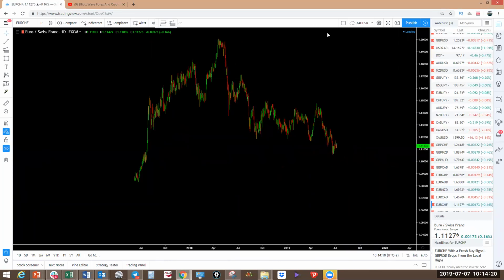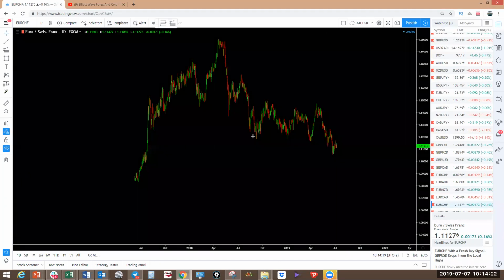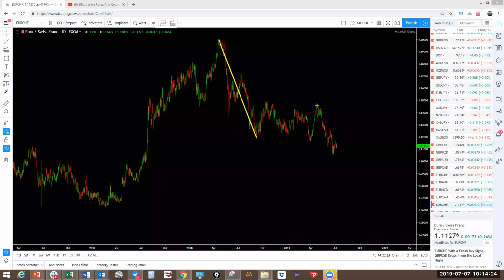EURCHF, 3 waves down, you're looking for this. Same as euro New Zealand. The only difference is that EURCHF has already played it out. It has already dropped. Euro New Zealand is still here. So you're expecting it to keep dropping like that. It's lagging this one. Okay, clear WXY structure. You will get a deeper correction here, similar to this as you go down.